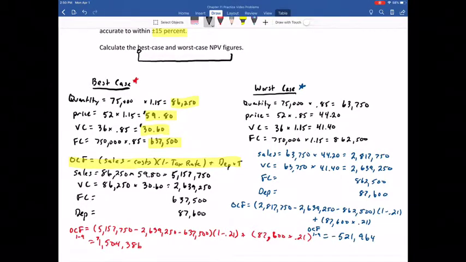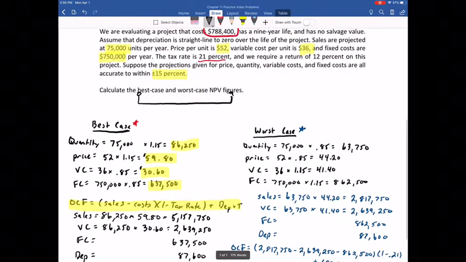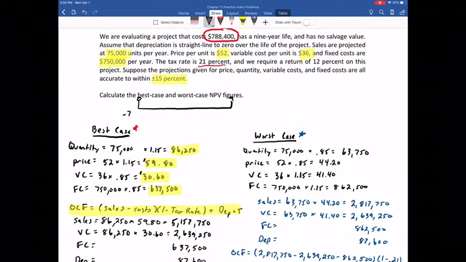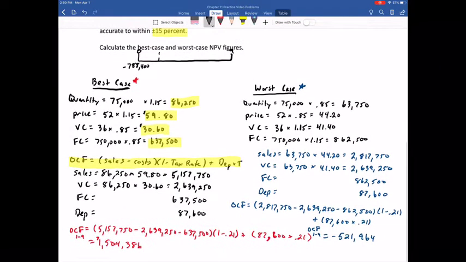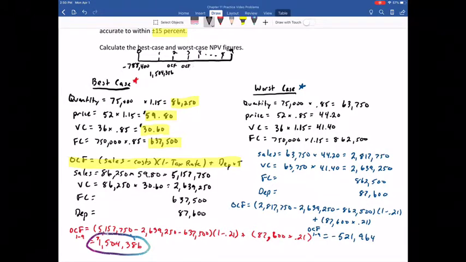In this case, this would be a 9-year project with an initial cost of $788,400. And then in year one, it's just this operating cash flow of $1,504,386. This is just coming from down here. And you would have this same cash flow for years 1 through 9. So this is the operating cash flow that we just calculated, and this is the best case scenario.